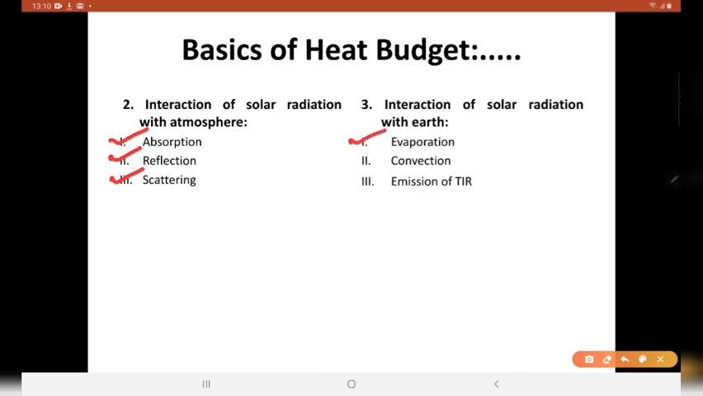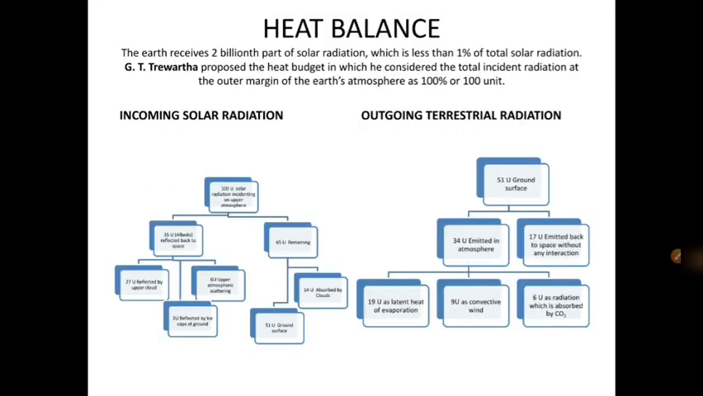The first one is evaporation, as a latent heat of evaporation, and second is convection. Convection means movement of energized molecules from one place to another place, such as rising of air due to heat. And the third one is emission of thermal infrared. So, these are the 3 points which are important before knowing the heat balance of the earth.